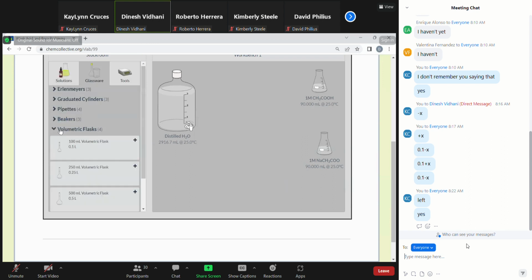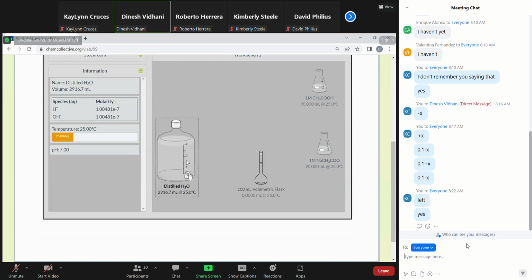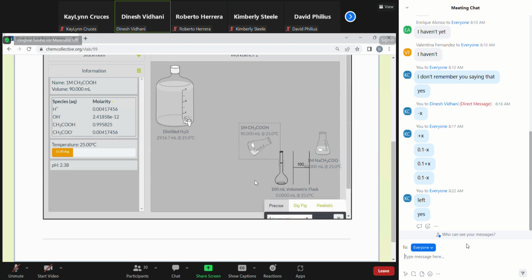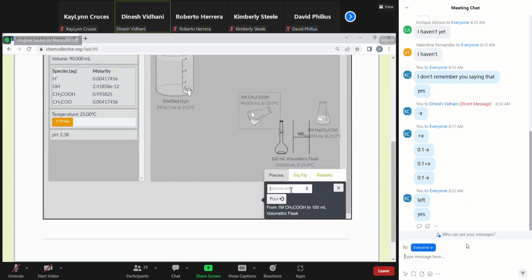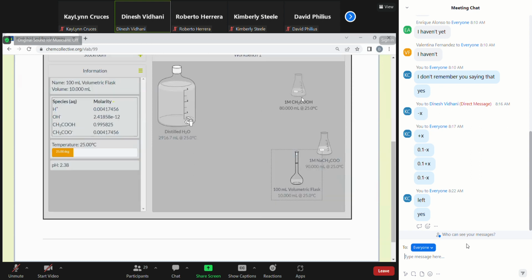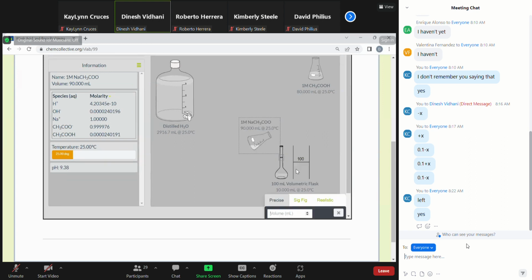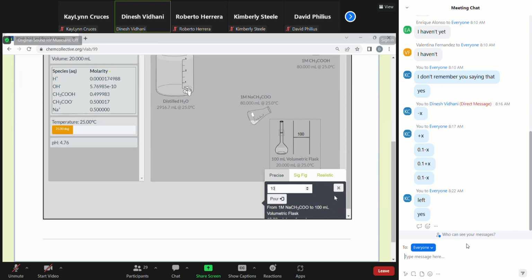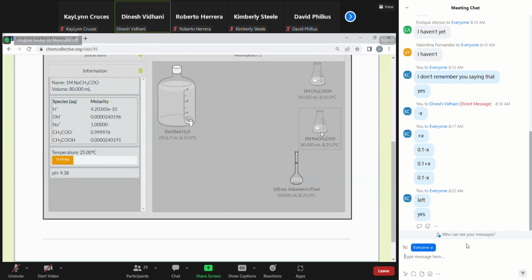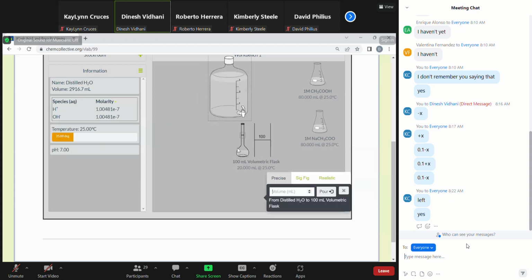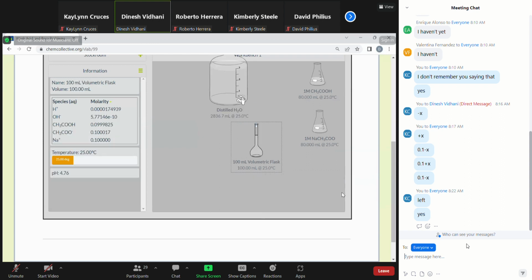I'll take a volumetric flask one more time, 100 ml. I add 10 ml of acetic acid, pour it, leave it. Then I add 10 ml of acetate ion, pour it, leave it. So I got 20 ml over here. All of you can see that. Now I need to add 80 ml. I'm adding 80. Well, this is good.